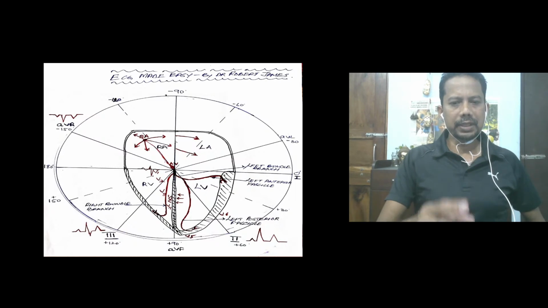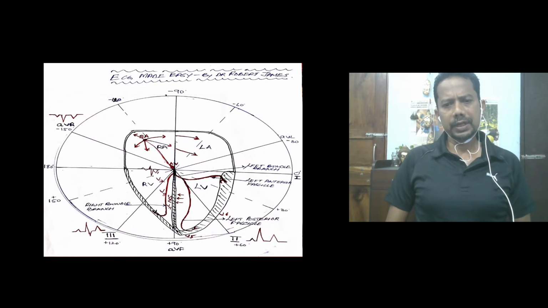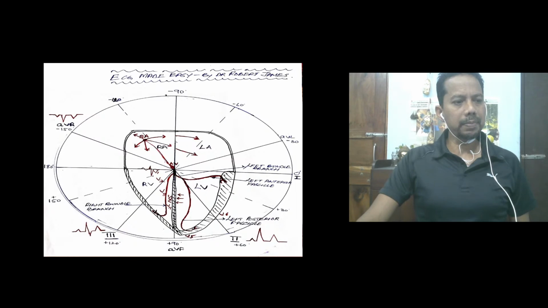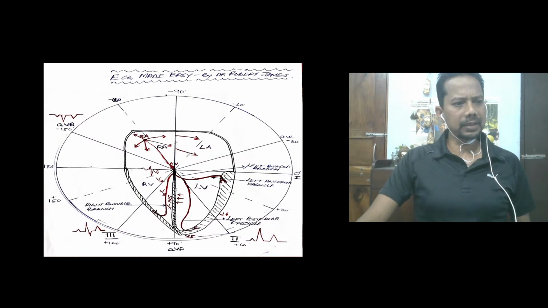V3R and V4R are very important for right ventricular changes. In V3R, if there are changes, ST elevation, that is diagnostic of RV infarction, and it carries a bad prognostic sign. These patients can go into cardiogenic shock, and you should avoid nitrates and dopamine and all these drugs, because they can precipitously drop the BP. The BP will crash suddenly.